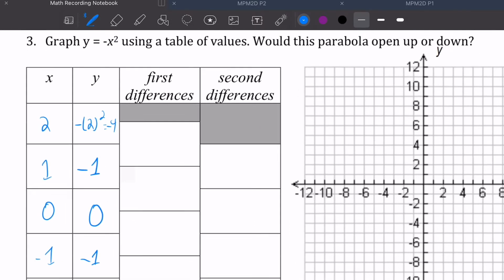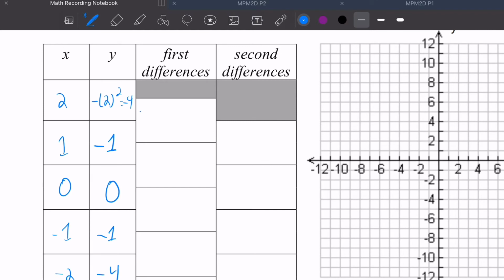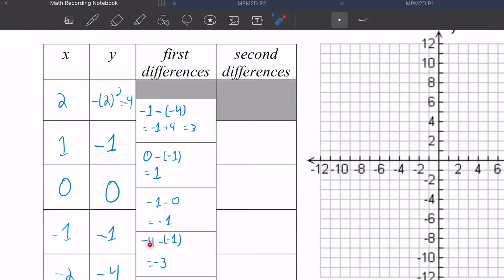So what we're going to do here is now check out the first differences. So we're going to have -1 subtract, bracket, -4, which really equals -1 plus 4, which is going to give us 3. 1 minus 0 minus -1 is going to give us 1. -1 minus 0 gives us -1. -4 minus -1 is going to give us -3. Okay. These guys are not the same. So since they're not the same, these first differences don't give us the same number. We know that this is not a linear function. So we're going to now go check second differences.